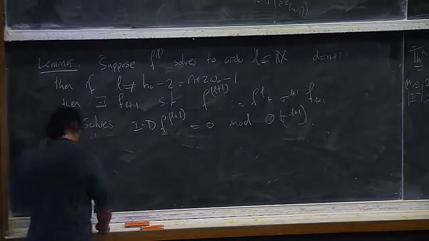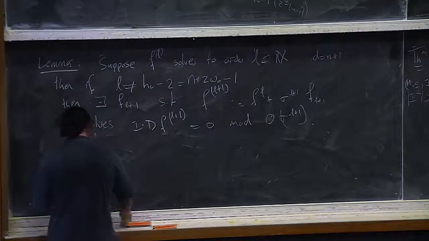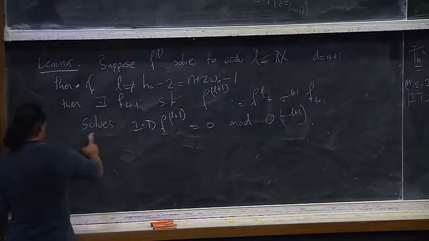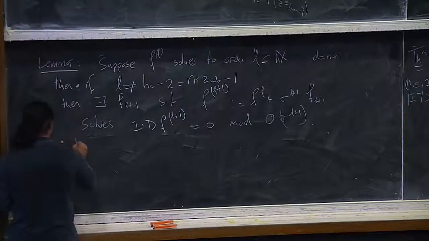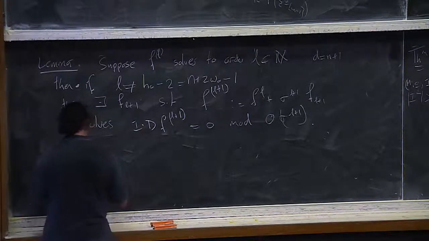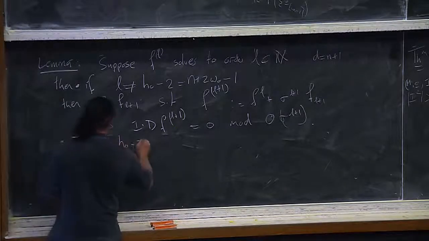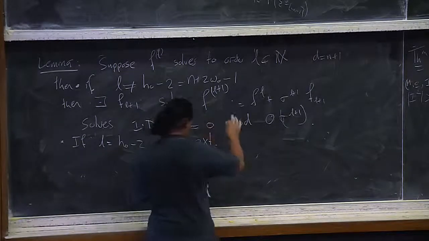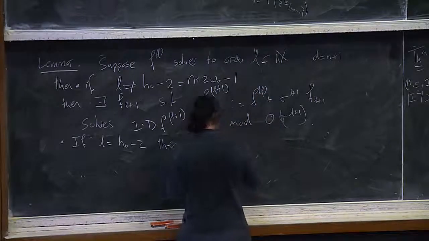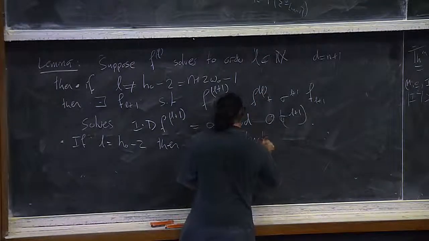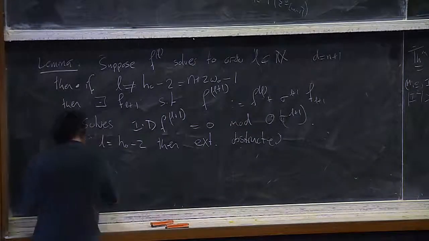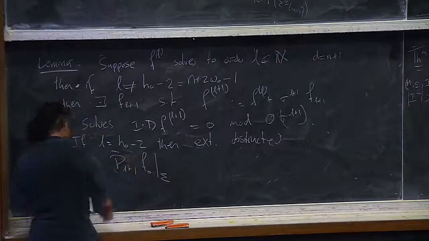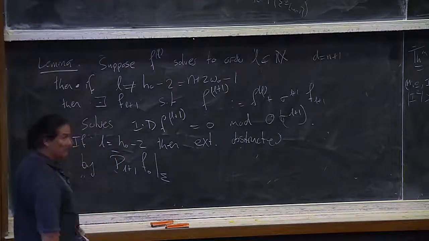Okay, so how do we see that? Well, actually, before we do that, what happens if this is not the case? If, on the other hand, L equals H naught minus 2, then solving this problem, getting this extension, is obstructed by P_{L+1} F naught restricted to sigma. Maybe I had a bar over that. This is exactly this tangential operator that we constructed over here.